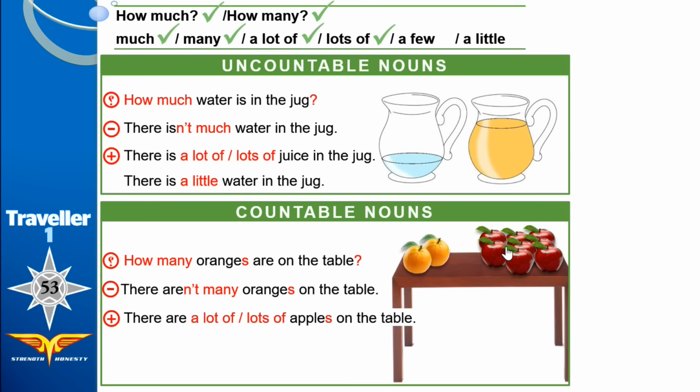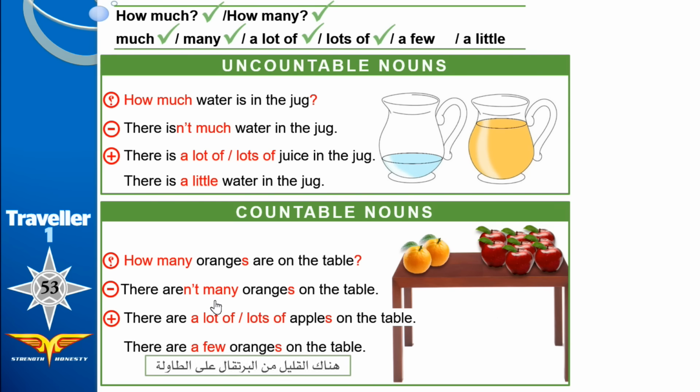What about apples and oranges, countable nouns? We use a few. There are a few oranges on the table. There aren't many. Do you see this sentence? And this, they give the same meaning. The difference is that this sentence is negative and this one is affirmative. The meaning is the same. There are a few oranges, or there aren't many oranges. The same thing. Now we know how to use a few and a little.